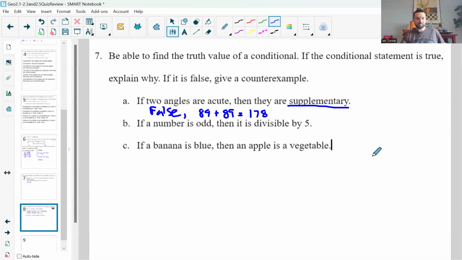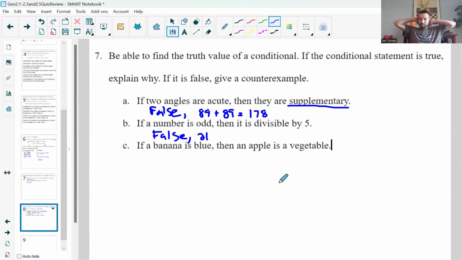Okay? If a number is odd, it is divisible by 5. Also going to say false to that one. There are some odd numbers that are divisible by 5, but not all of them. And let's say 21. Good number. It's odd, but not divisible by 5.